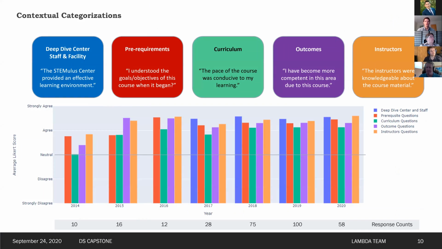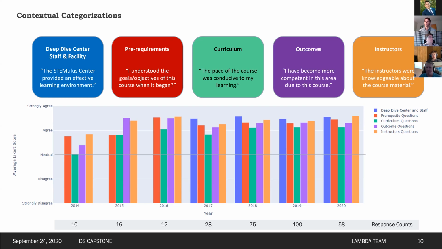So to explore these responses in a little bit more depth, we decided to categorize the questions by which ones we determined to be most similar. So here are the 5 categories we came up with. The first one is the Deep Dive center staff and facility. These are questions about the support staff and the center itself. Then we have questions about pre-requirements, how students felt coming into the course. Then we have curriculum questions, so questions about the pace of the course, what was learned, and then questions about outcomes, how students felt coming out of the class.